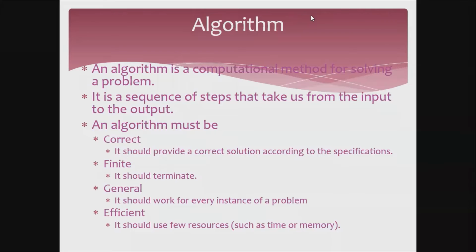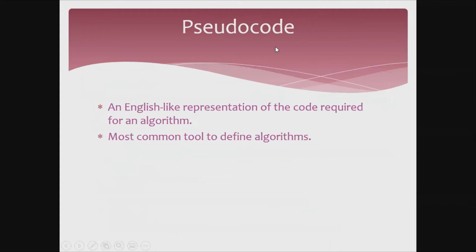Okay, the last characteristic of an algorithm is that it must be efficient. It means that it should use only few resources. When we say few resources in a computer system, we are talking about the time or the memory needed to solve the problem. Again, as mentioned a while ago, there are two types of algorithm, the flowchart and the pseudocode. But in data structure, we usually use the pseudocode, which is an English-like representation of the code required for an algorithm. This is actually the most common tool to define algorithms, specifically for programmers or developers.